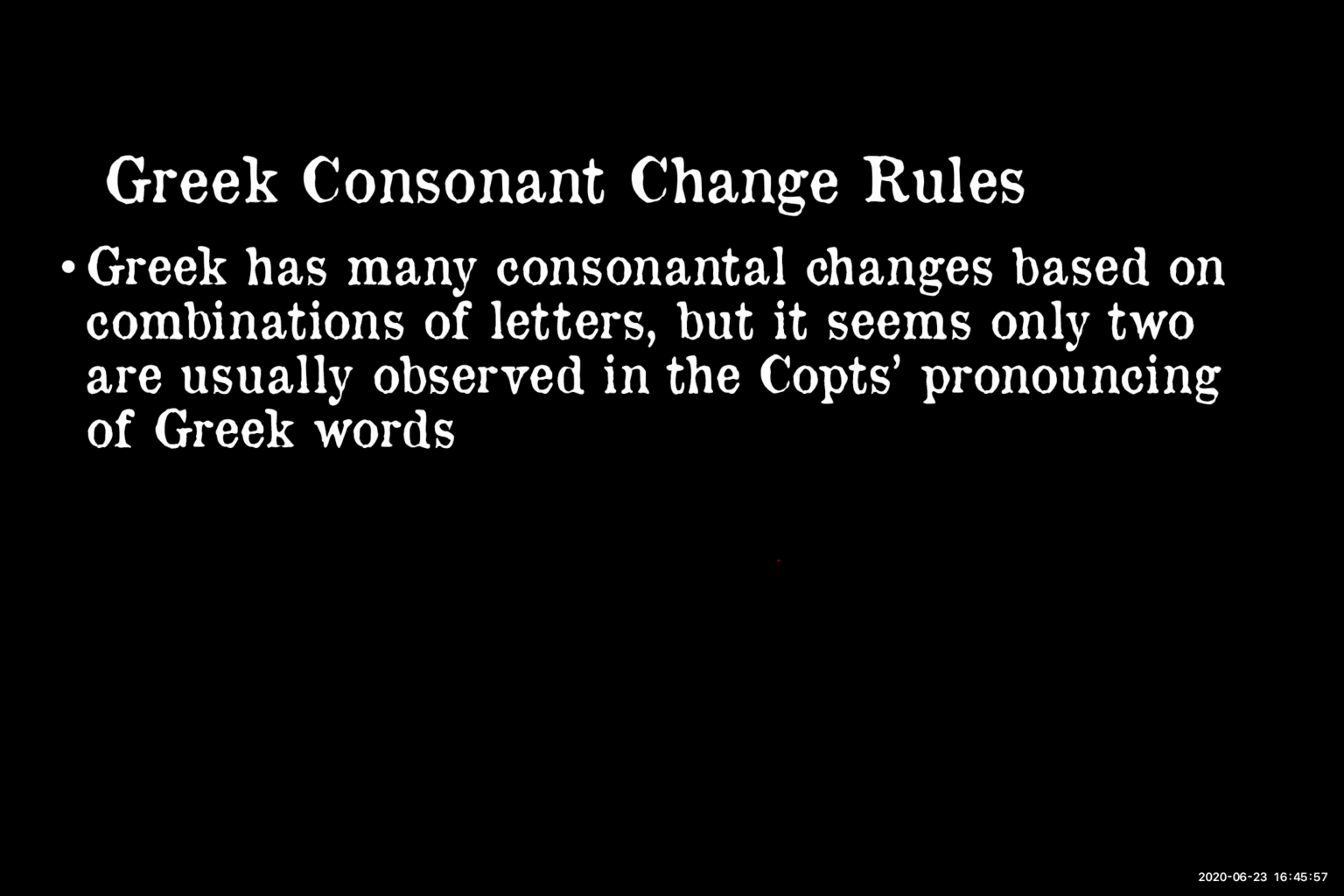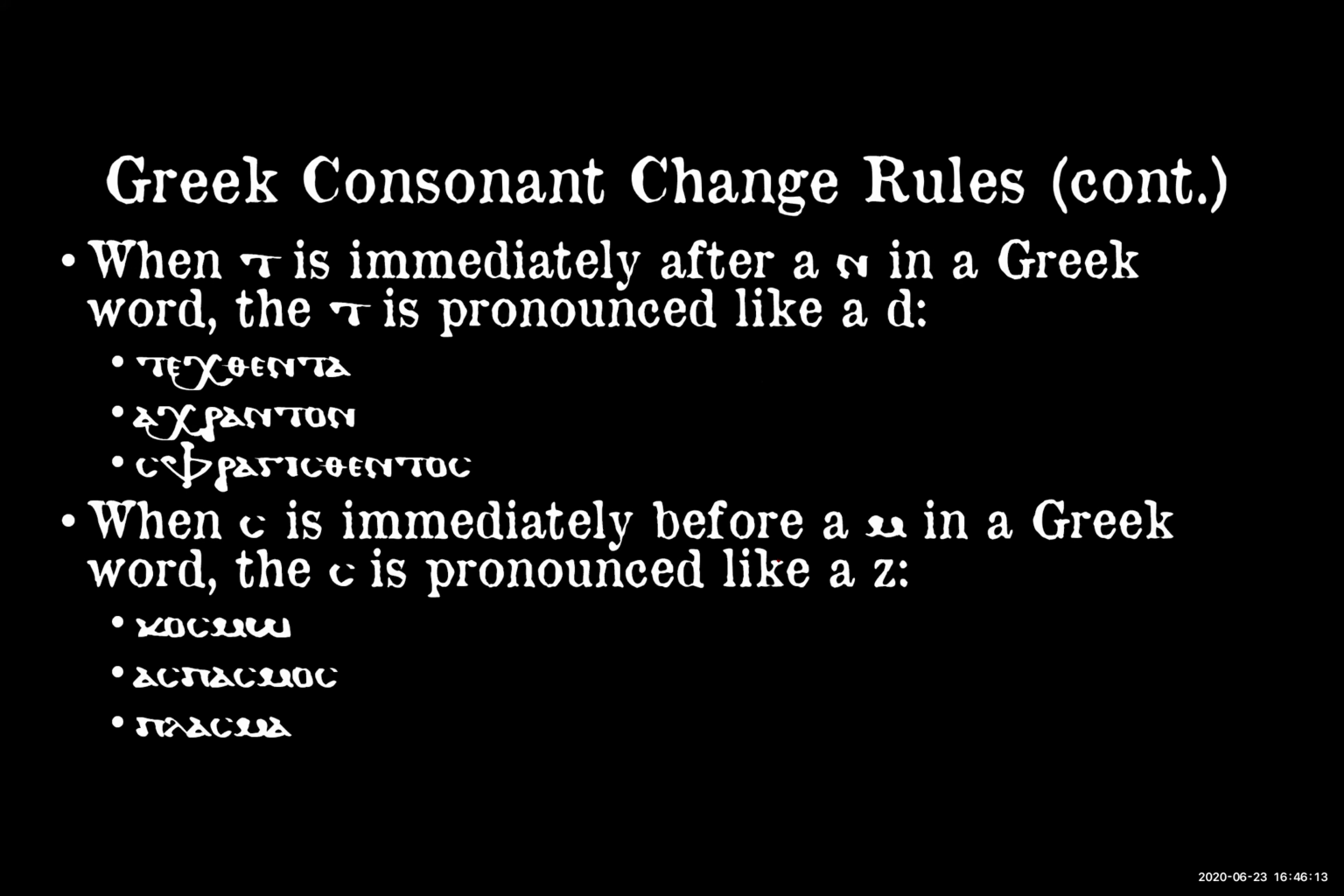First, we'll cover consonants before we cover vowels, because the consonants are a bit easier to explain. Greek has many consonant changes based on the combination of letters, but it seems only 2 are observed in the Copts' pronunciation of Greek words, and these 2 are these. When tav is immediately before a ni in Greek, the tav becomes pronounced like a D. So I'll give you 30 seconds to pronounce each word, and then I will reveal what the pronunciation is.